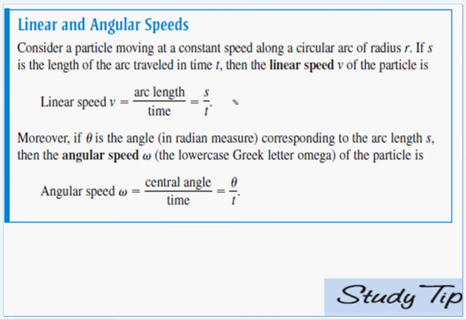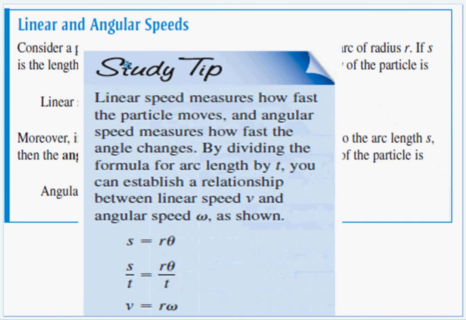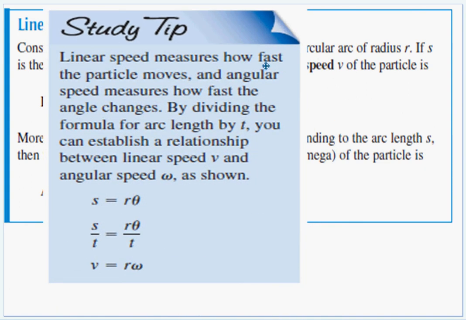Now I see a study tip down there. What's this? Linear speed measures how fast the particle moves. Angular speed measures how fast the angle is changing.